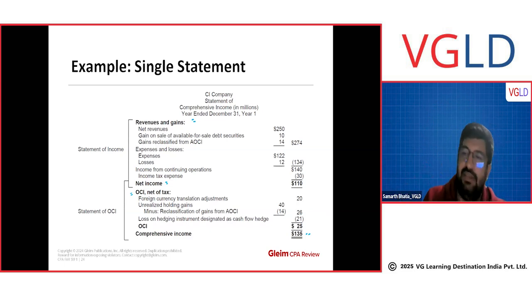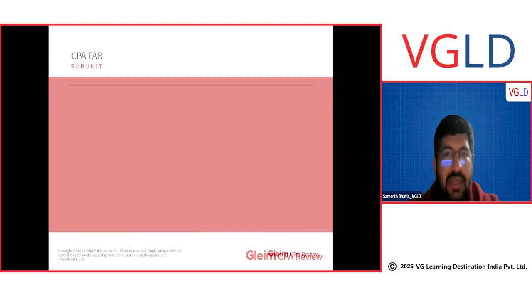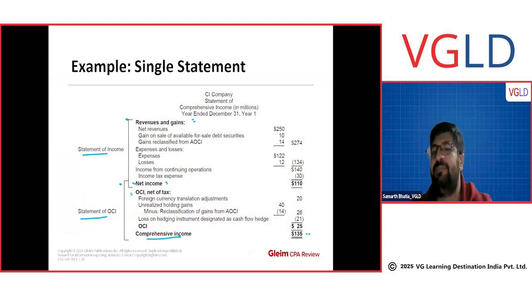In the same way, they can also prepare two separate statements. First, they prepare the statement of income, which starts from here and ends here. Then they prepare another statement of comprehensive income, which starts from net income and ends at comprehensive income. So it depends on the company whether they prepare one single continuous statement or two separate but consecutive statements. It is dependent on the company.